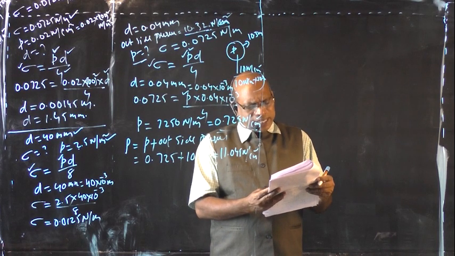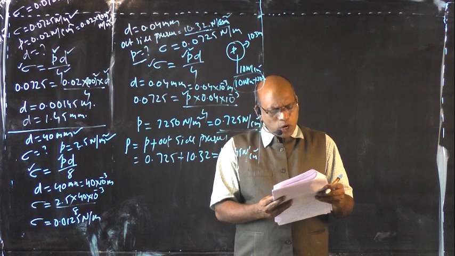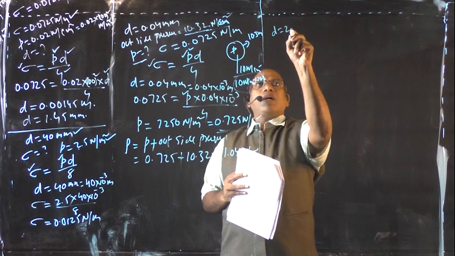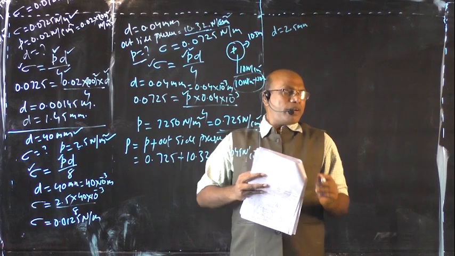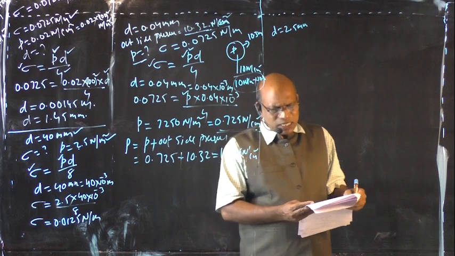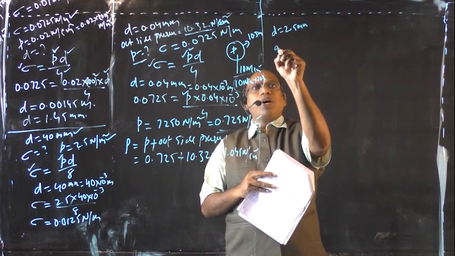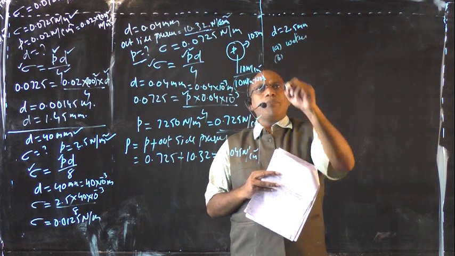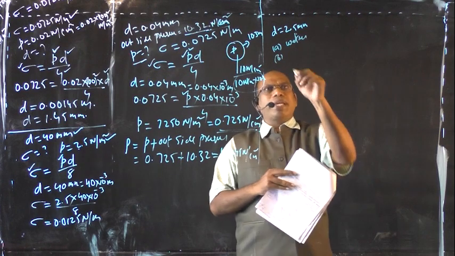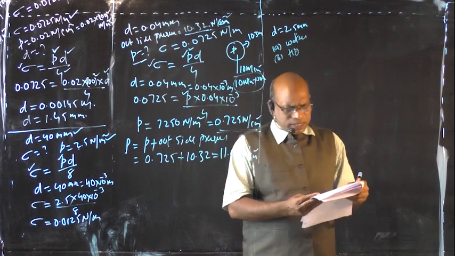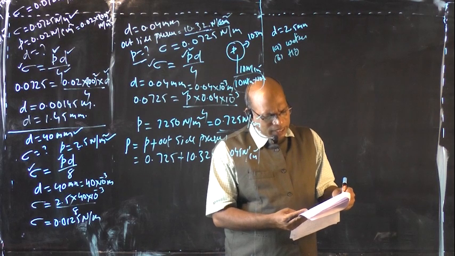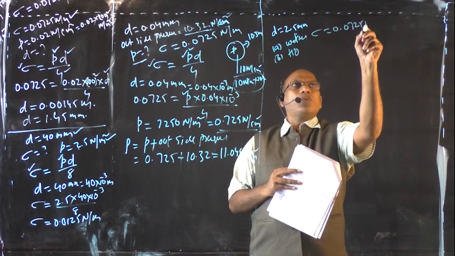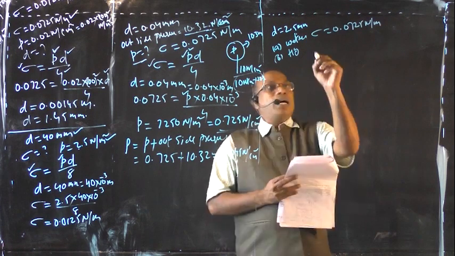Calculate the capillarity rise in a glass tube of 2.5 mm diameter when immersed vertically, question number 1, in water, and question number 2, in mercury. Right? Take surface tension sigma equal to 0.0725 Newton per meter. This is for water.